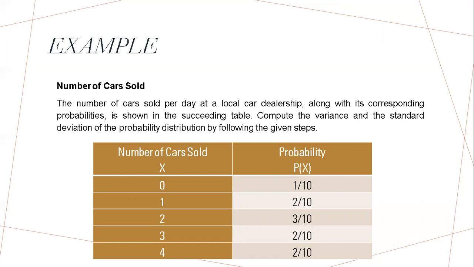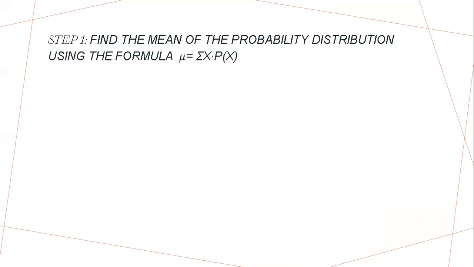So let's now apply the different steps, no? The given steps, okay, to solve or compute the variance and standard deviation. Okay. Step 1. So sabi sa step 1 kanina, we just recall, find the mean of the probability distribution using the formula, which is yung mean nga natin is the mu is equal to the summation of x times p of x. Okay, pag-add lang natin yan.